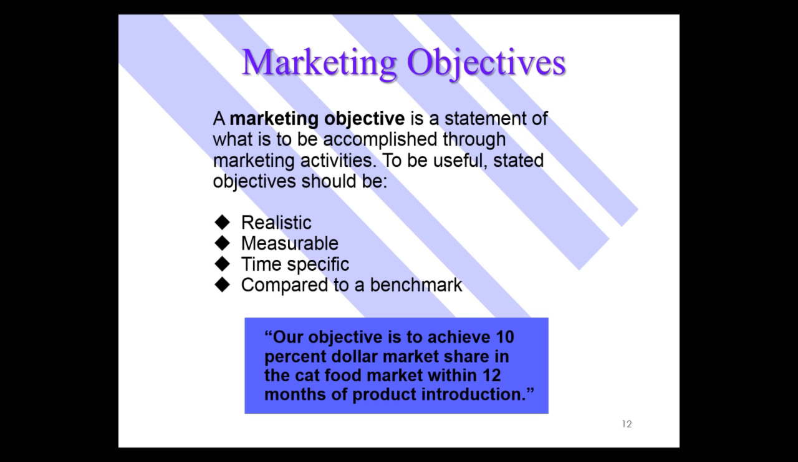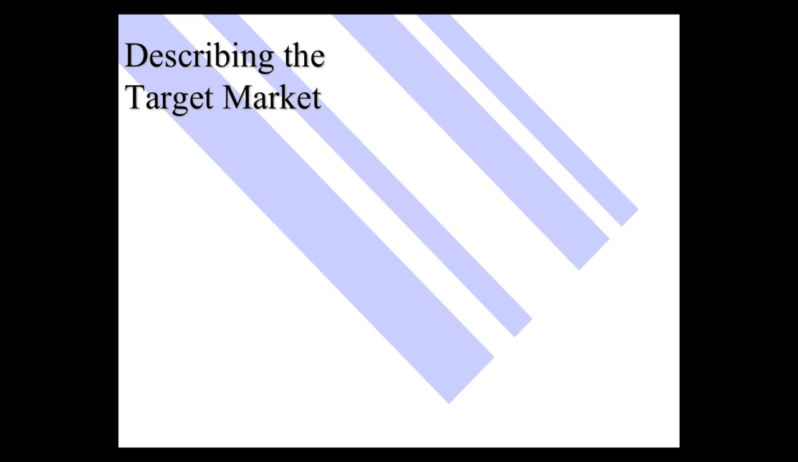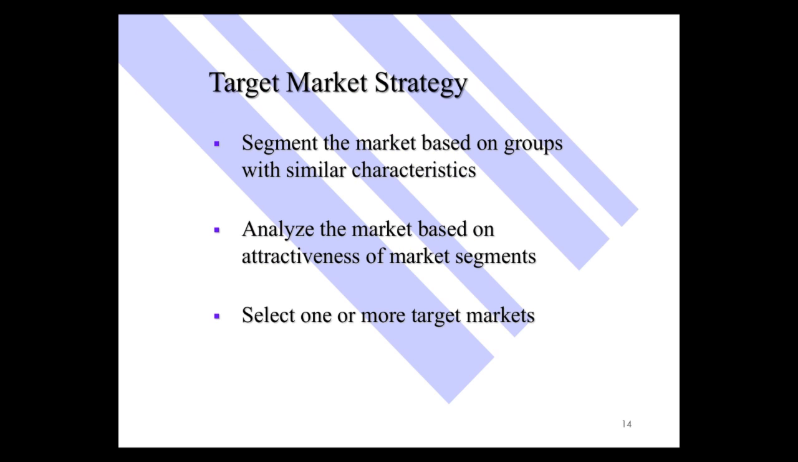Who are you going after? That's the target market. So in your marketing plan, you want to describe the target market. Now, your target market strategy tells you who you're going after. So you might segment the market based on groups with similar characteristics. You might want to go after the more attractive markets. You might want to go after just one target market or multiple target markets.